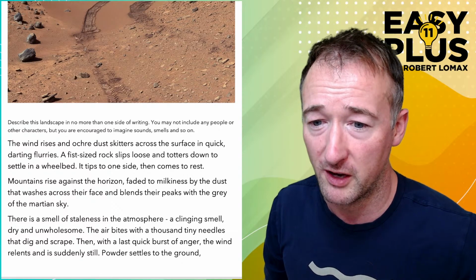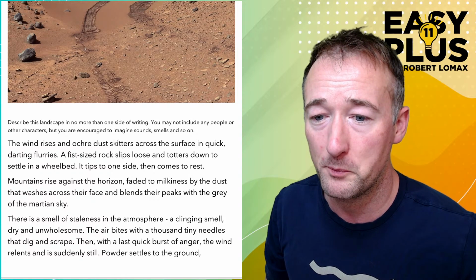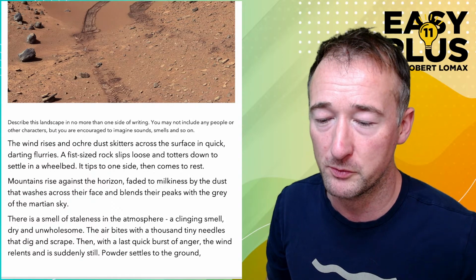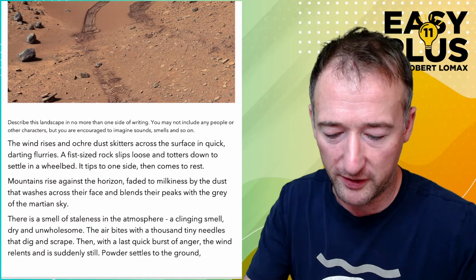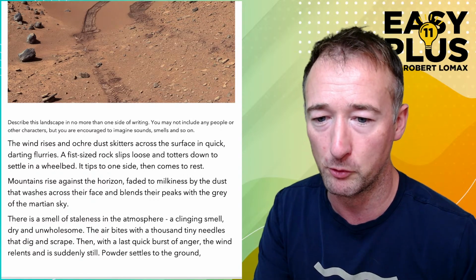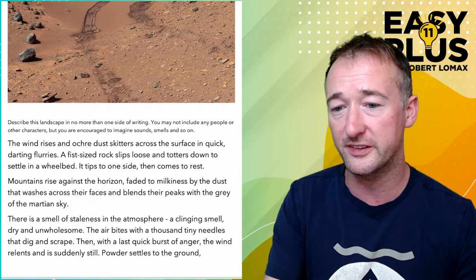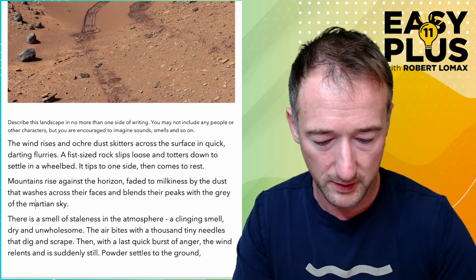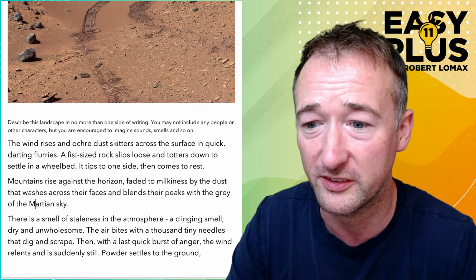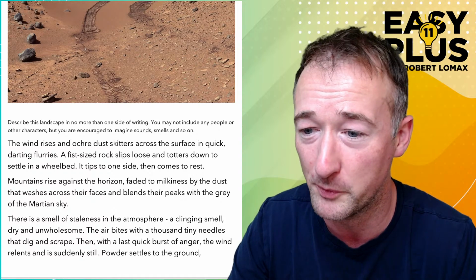Mountains rise against the horizon, faded to milkiness by the dust that washes across their face and blends their peaks with the grey of the Martian sky. Okay, I explained why I had face, but I think it's a little bit confusing. I've got one face and several peaks. It looks inconsistent. By dust that washes across their faces and blends their peaks with the grey of the Martian sky. Martian. It's an adjective derived from a proper noun. It should be capitalised. Good thing I spotted that.